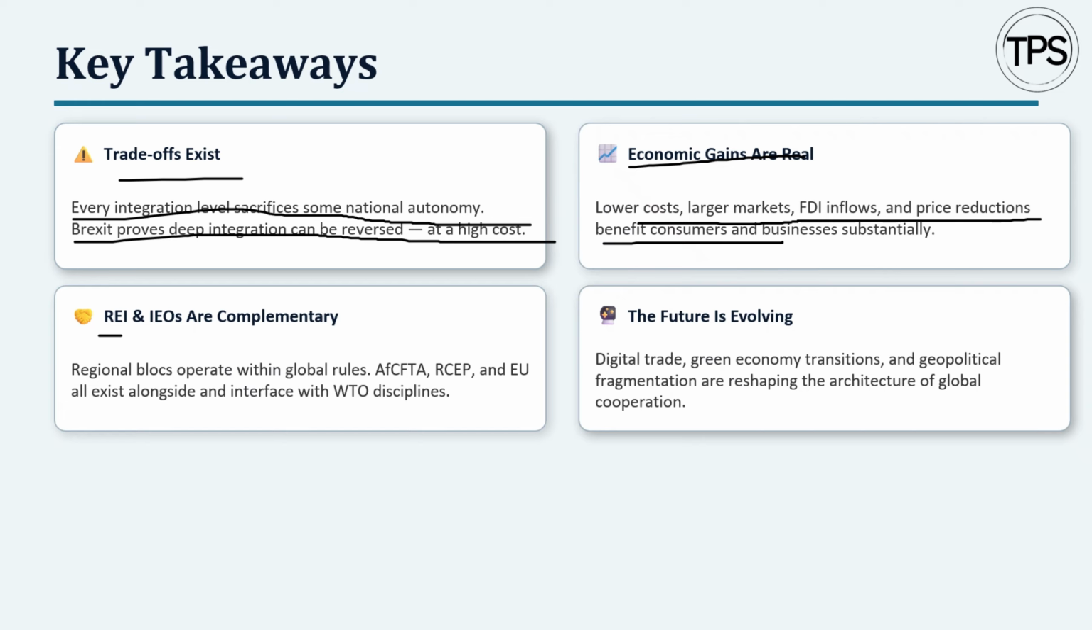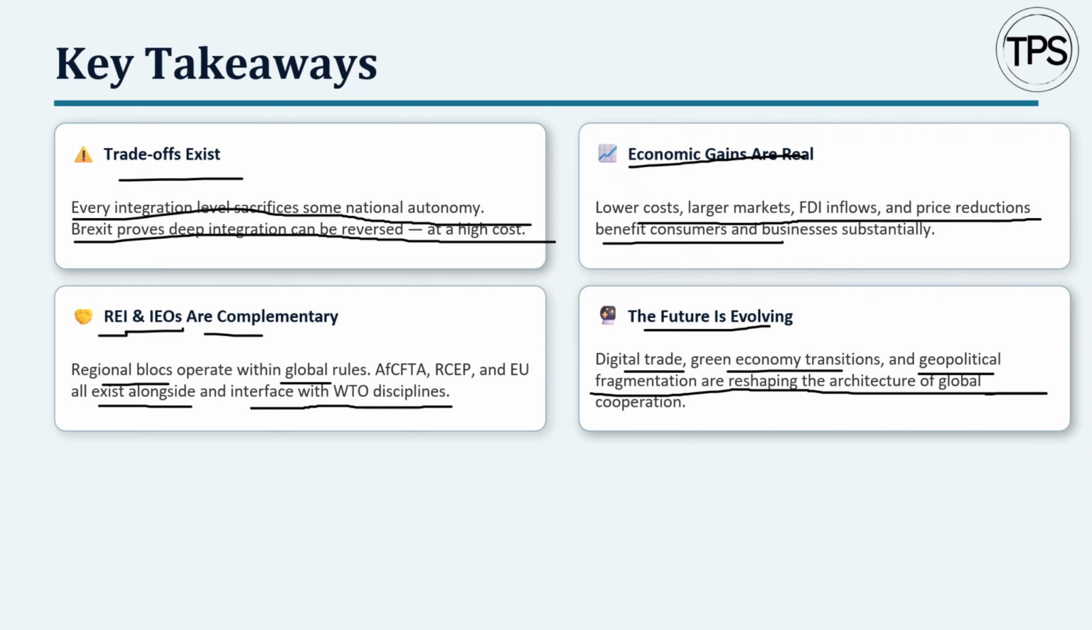Then REI, regional economic integration, and IEOs, international economic organizations, are complementary. Regional blocs operate within global rules. AfCFTA, RCEP, and the EU all exist alongside and interact with WTO disciplines. The future is evolving. Digital trade, green economic transitions, and geopolitical fragmentation are reshaping the architecture of global cooperation.